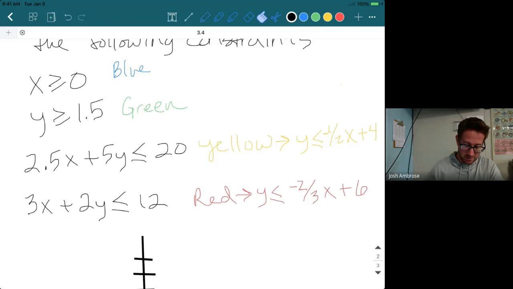Now let's start to graph this. In blue, we're going to have x is greater than or equal to 0.